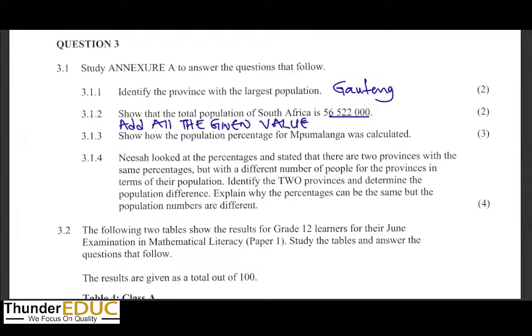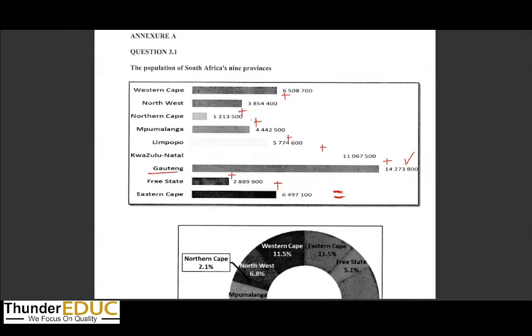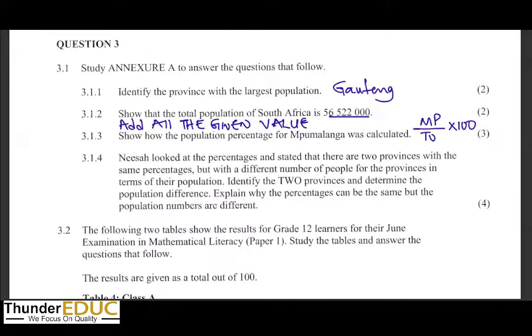Show how the population percentage of Mpumalanga was calculated. Now, how was it calculated? We are going to take Mpumalanga population divided by the total population times 100. So, we shall come here. Mpumalanga has 4,442,500 divided by the 56,522,000 and multiplied by 100.